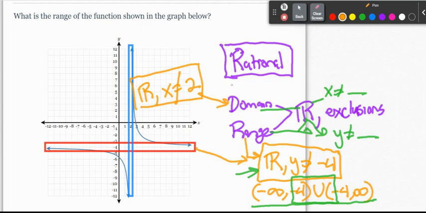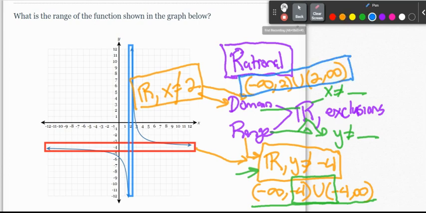So the other way we could have written this, by the way, for the domain is negative infinity, comma, 2, parenthesis, union 2 again, comma, infinity. And again, that's the really obnoxious way to write it, I think, just because it's annoying, but it does work. This one, I think, is much more convenient, but either way works.